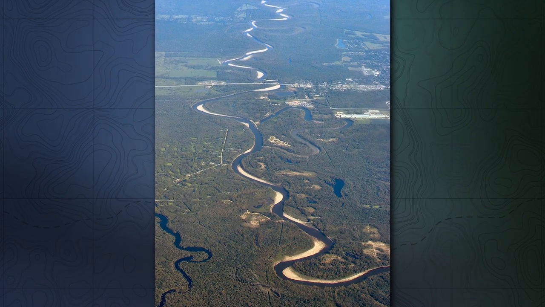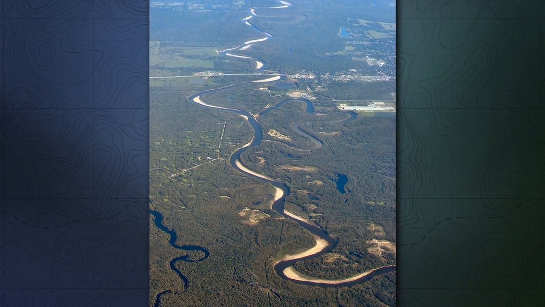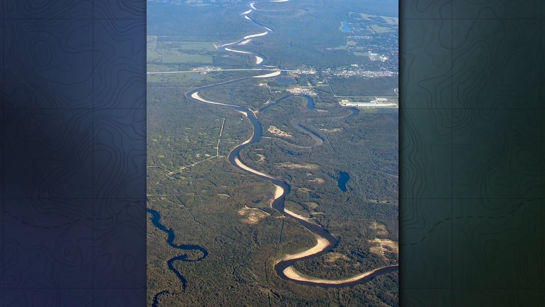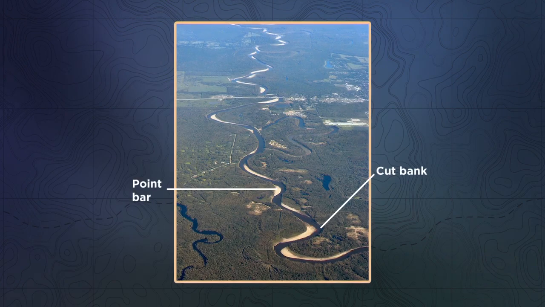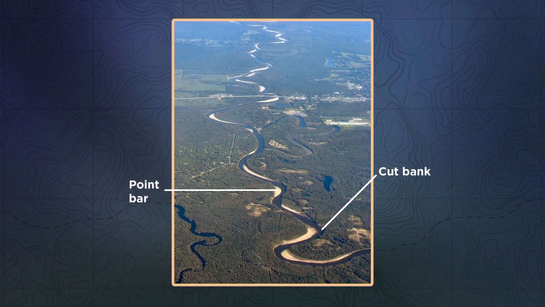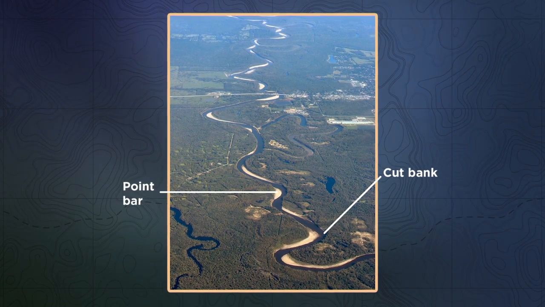As a result, sediments are being transported away from the outside high-velocity portion of a meander, called a cut bank, and they are being transported to the low-velocity inside of a meander, which is called a point bar. So as sediment moves toward one side and away from the other, over time, the river channel migrates.